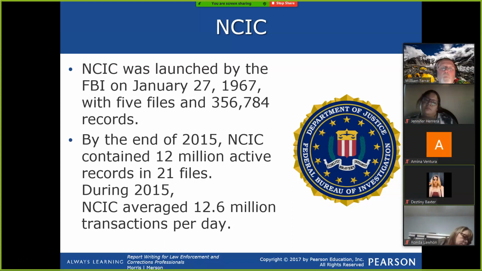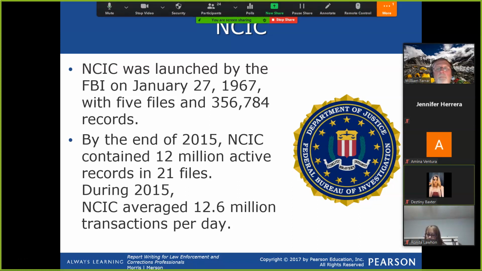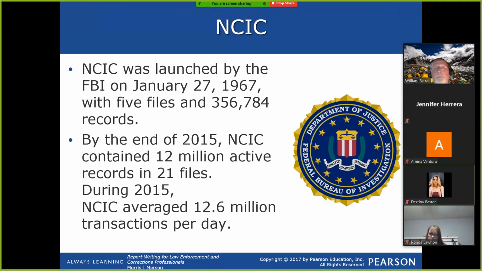So it was launched way back on January 27, 1967, and it didn't have a lot of data. By the end of 2015, it contained over 12 million active records in 21 different files. So there's a lot of information that you can get through NCIC.